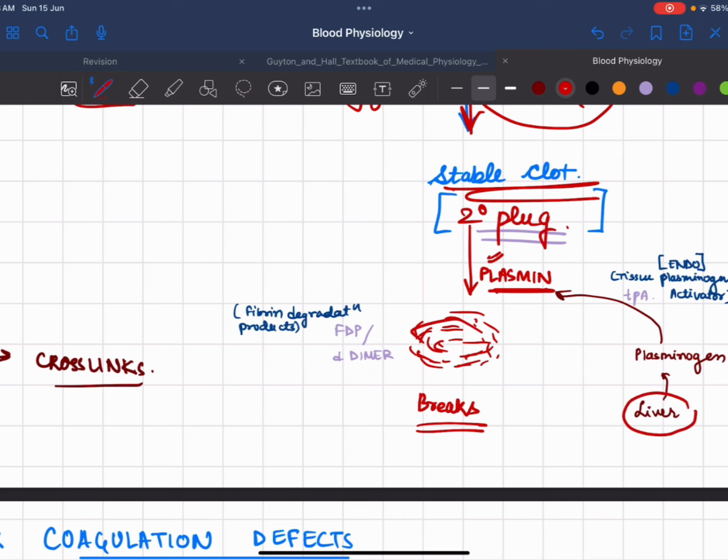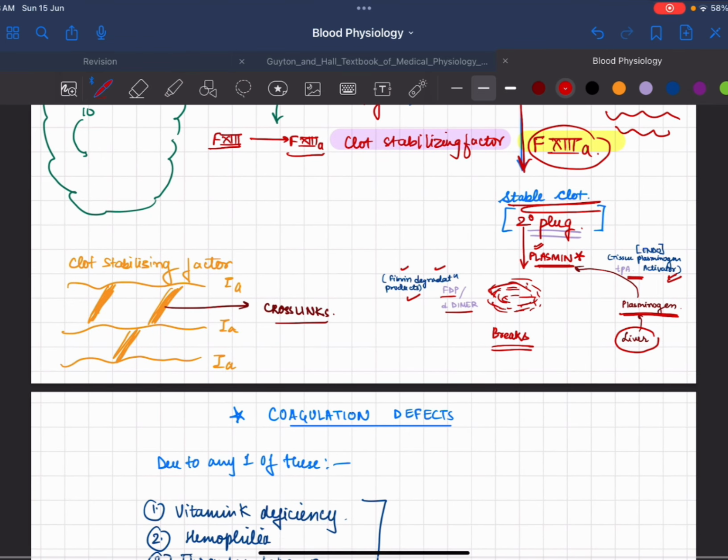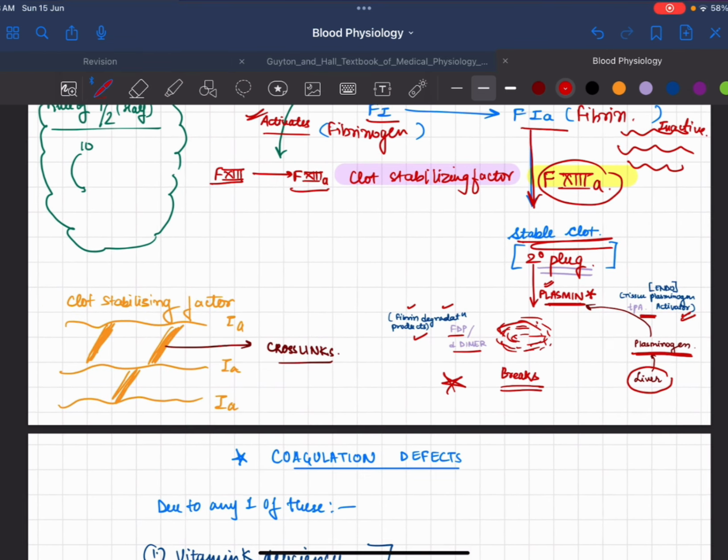Plasmin comes from the liver. Firstly, plasminogen is released, which in the presence of TPA, what is TPA? Tissue plasminogen activator, is converted to plasmin, which actually breaks the clot. Now this broken form is known as FDP or D dimer. What is FDP? Fibrin degradation product. Okay, so this much is done.